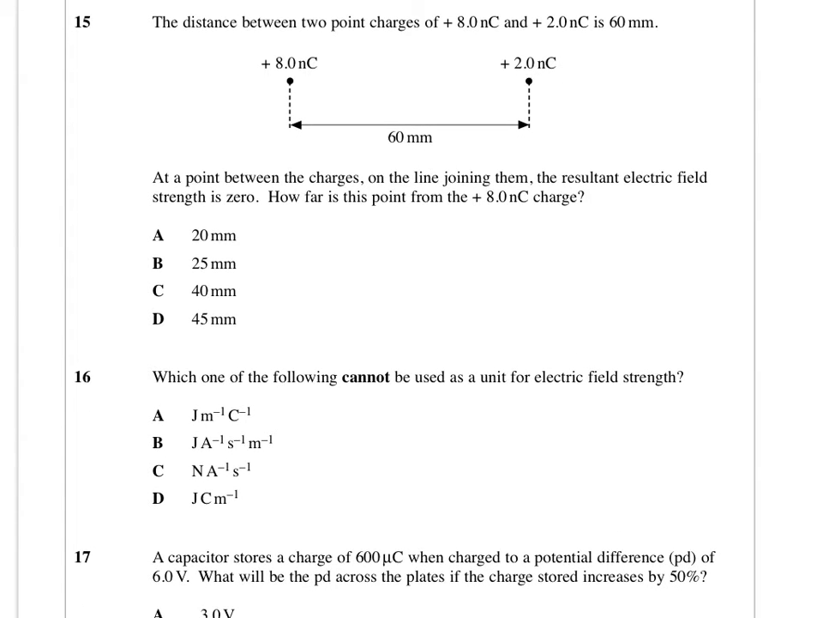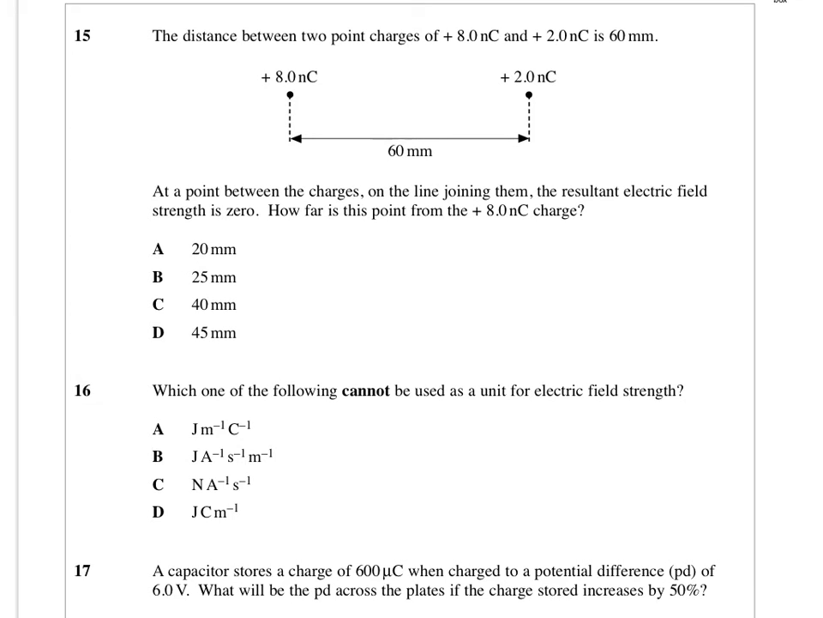Okay, so the distance between 2 point charges of 8.0 nanocoulombs and 2.0 nanocoulombs is 60 millimeters. At a point between the charges on the line joining, the resultant field strength is 0. How far is this point from the 8.0 nanocoulomb charge?